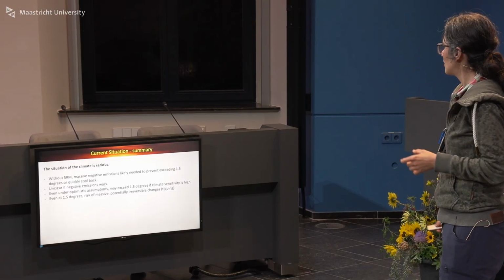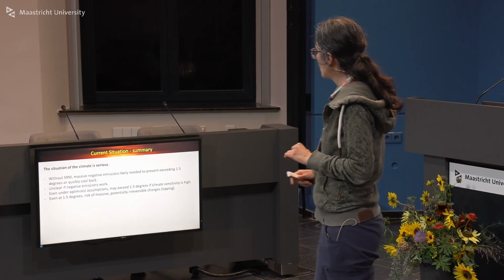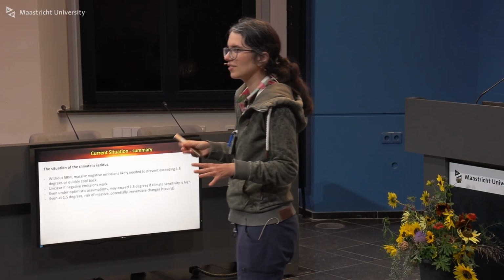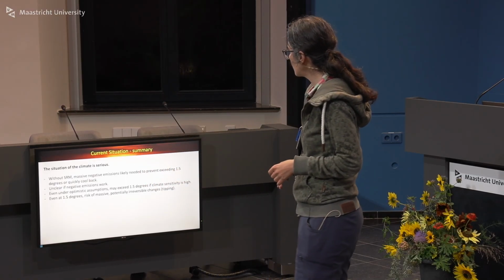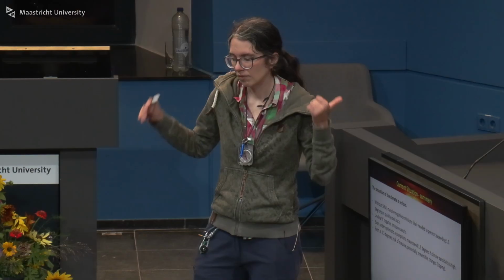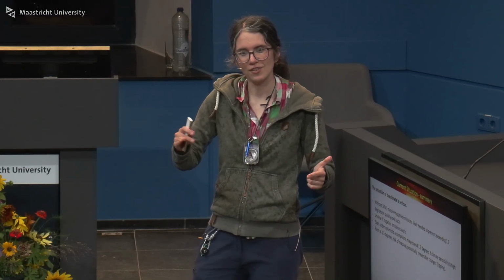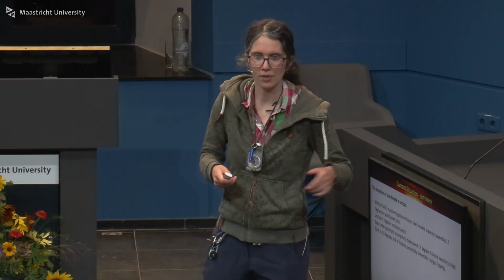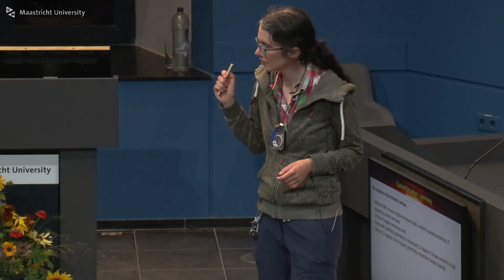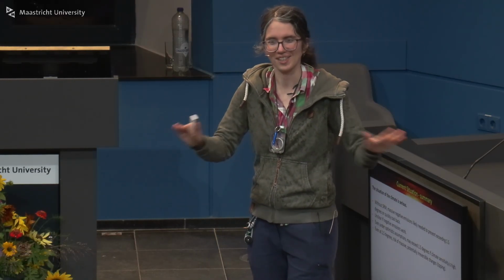So to summarize, suppose there's no SRM, we would anyway need massive CO2 negative emissions to stay near 1.5 degrees. We don't know if that works. We don't know the climate sensitivity, so maybe even if we're super ambitious, the climate is more sensitive than we think, and we don't know if 1.5 is even safe. Okay, we have a problem. I hope we can agree on that.